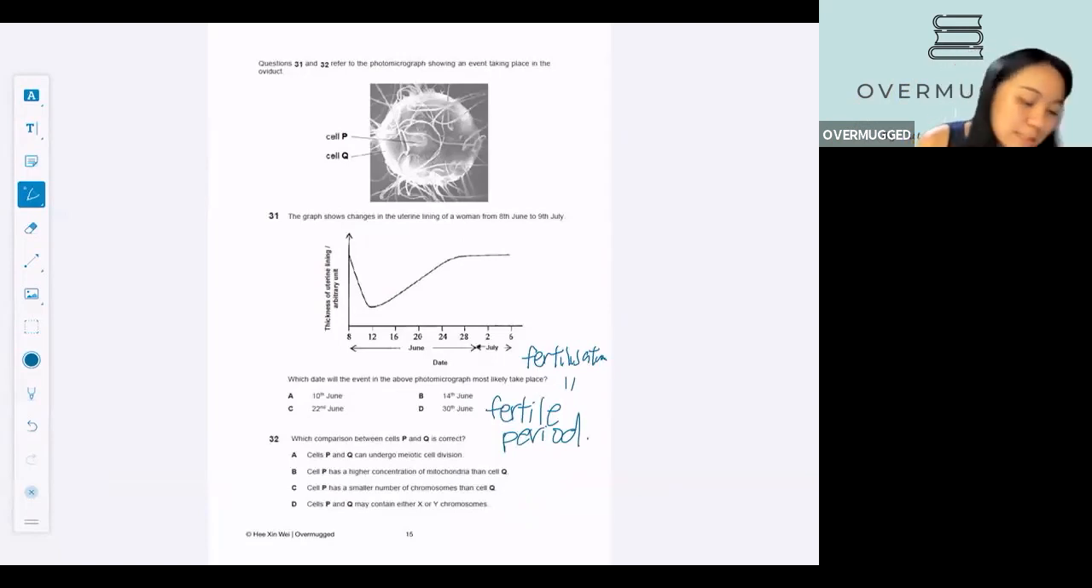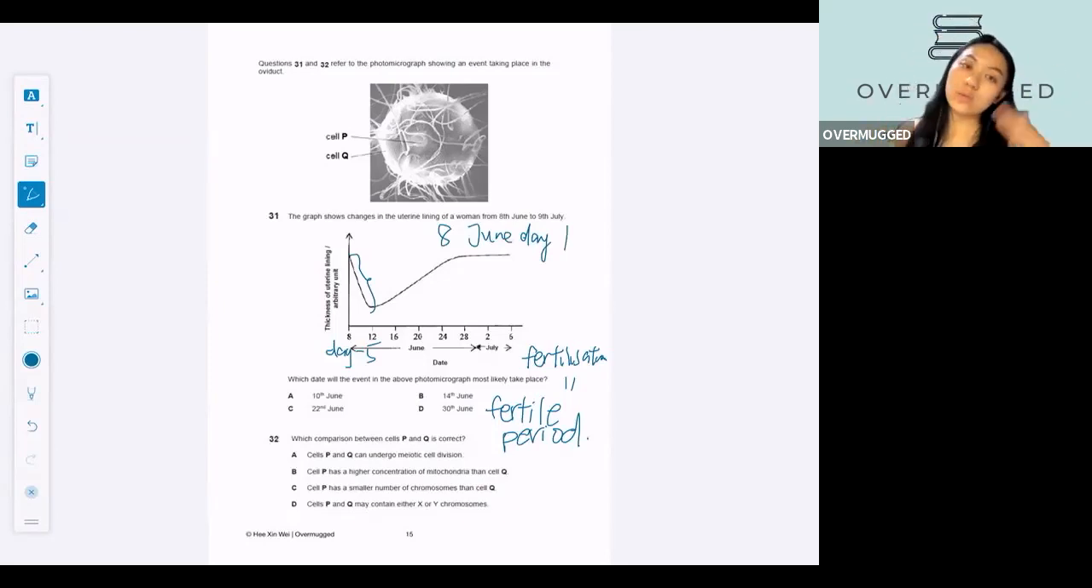Okay, so now this is the calendar. The thickness of the uterine lining drops here, right? What does this mean? This is your day 0 to 4, which is the menstruation period. From here, 8 June is day 1. Then from there, when is your fertile period? Day 11 to day 17. You just add 11, so it's about 19 June to 25 June. So you only choose one date, right? So it's C.